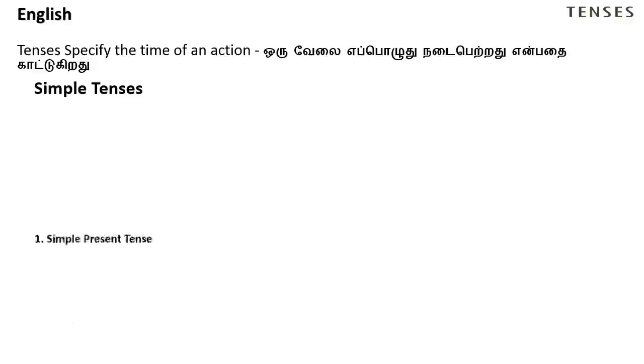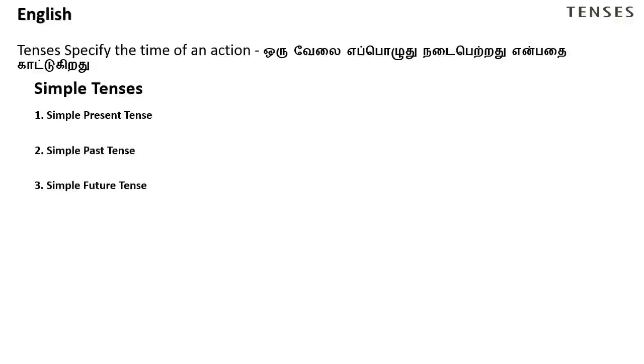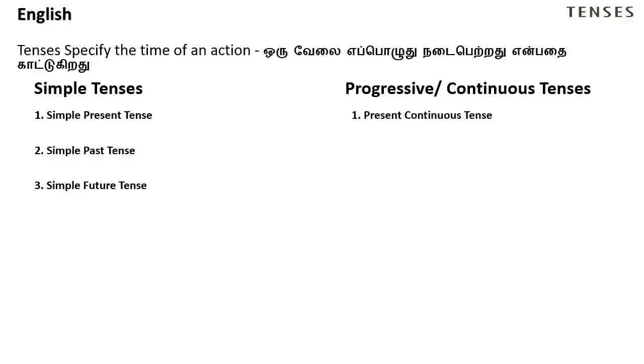Okay, the next one, progressive or continuous tenses. In it also we have three: present continuous tense, past continuous tense, and future continuous tense. And then the third category is perfect tenses. In these perfect tenses, we have present perfect tense, past perfect tense, and future perfect tense.